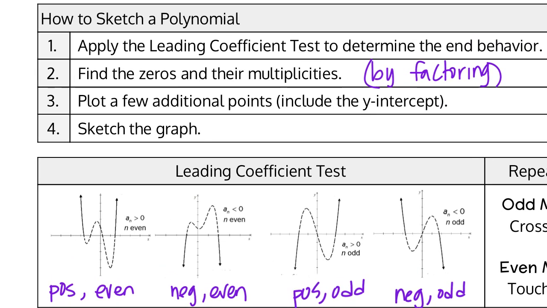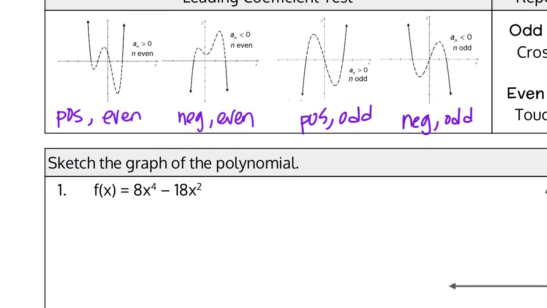Third step is to plot a few additional points. You can make yourself a table and include a few points that we haven't covered yet. I will say that it's probably a good idea to find out what the y-intercept is going to be. And then fourth step is finally to sketch the graph. So let's go ahead with our first example.